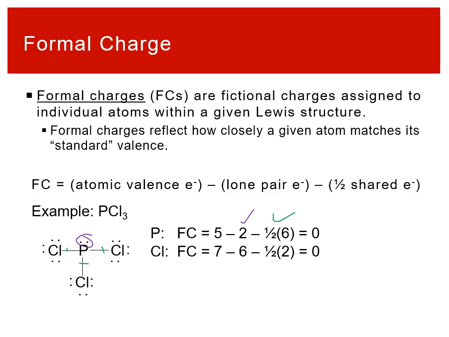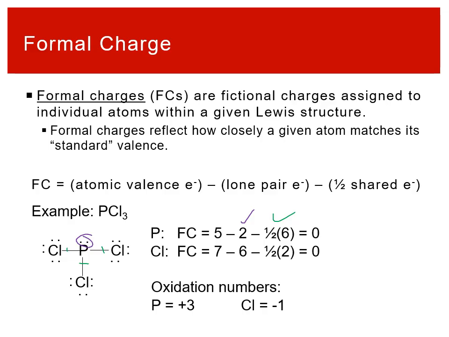Everything is lining up. Each of the chlorines brings in 7 valence electrons. They all have the 6 electrons from the 3 lone pairs, those 6 dots around each chlorine. And then they each participate in 1 bond, which is 2 electrons, so 1/2 times 2. Again, the chlorines all have a formal charge of 0, because chlorine tends to just form 1 bond and have 3 lone pairs. So these atoms follow the expected bonding patterns.